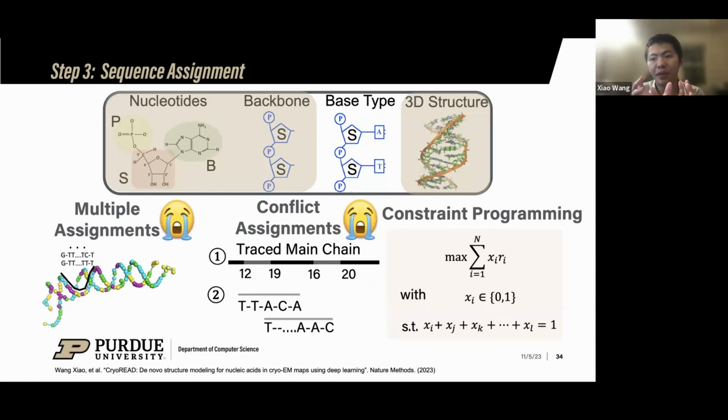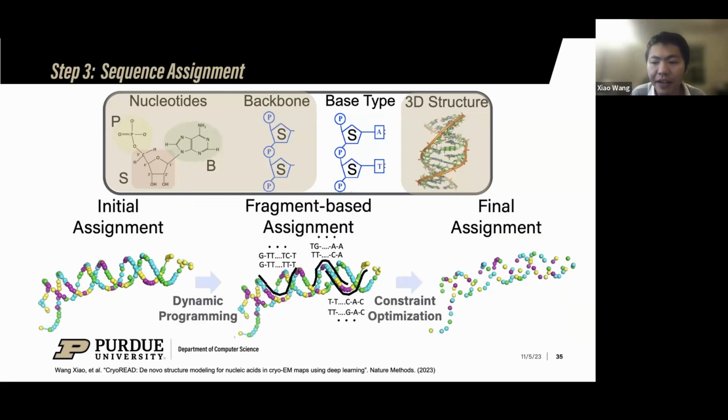And consecutive sequences should be assigned to the same consecutive regions instead of being distributed in two regions in the trace main chain. To address that, for different sequence assignments we have a score from the dynamic programming, and we want to sum them up to get the highest reward. Then the problem can be reformulated as a constraint programming task. That's to say, for those conflicting assignments, we only ask them to pick at most one, and should pick one. By optimizing this problem, we can have the final assignment.